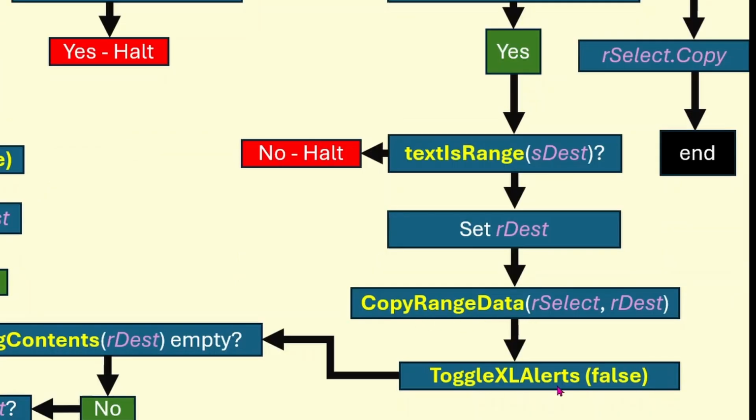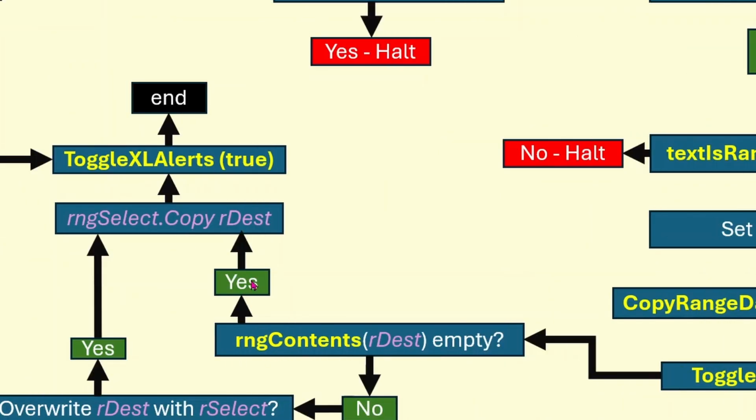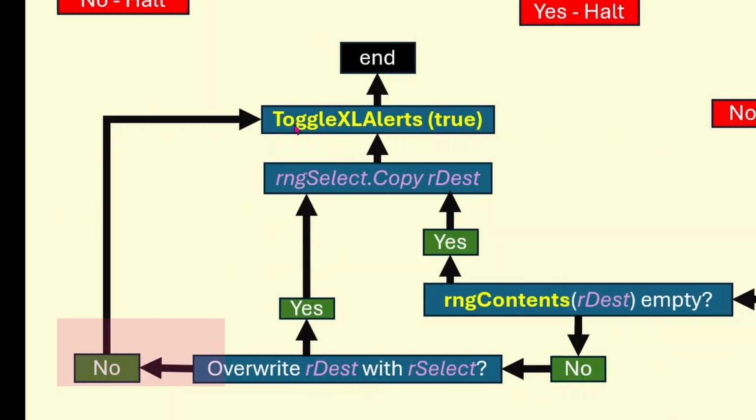First, we toggle ToggleXLAlerts and make them false. Now we check the destination contents. Are they empty? If they are empty, we perform a range select copy, we pass it the destination, and then we turn the alerts back on and we end. If the destination is not empty that we're attempting to copy to, we ask the user, do you want to overwrite? If they say yes, we continue with the copy. If they say no, we end out with ToggleXLAlerts back to what they were, and then end the execution.